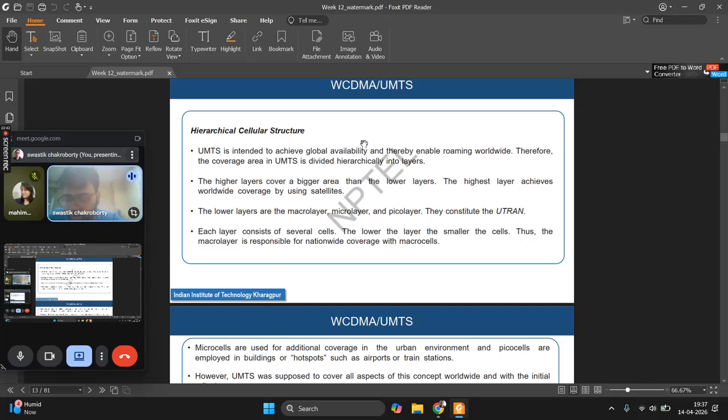Each layer will consist of several cells. Basically, the whole world is organized into continents, then continents are divided into countries, states, districts, and then cities. So there are 4 or 5 levels of division for a particular place in the entire world. Like that, there are 4 or 5 levels of UTRAN, so that the highest level is the entire world, and the smallest level is maybe 20 acres around you.